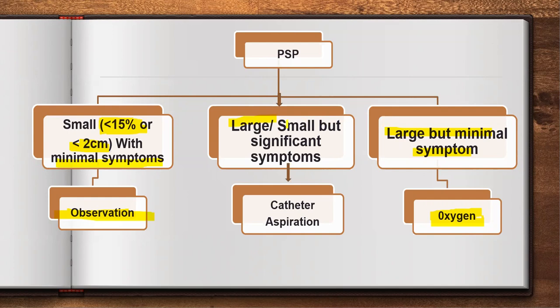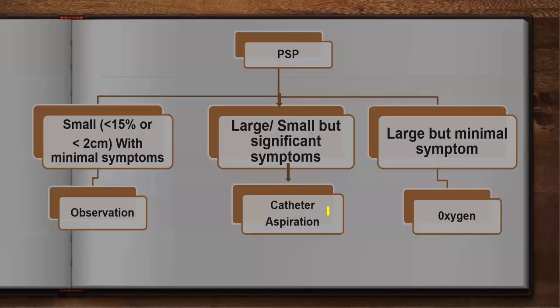Now, the main thing is the middle one. Large or small, whatever it is, if a patient has significant symptoms, that means severe chest pain, hypoxia, or shortness of breath, that patient needs catheter aspiration or needle aspiration immediately. That's the main management. Remember, previously we used to do aspiration only in tension pneumothorax, right? But that's not the case. It's very well written in the handbook. So you will start with aspiration. If aspiration doesn't help or manage the symptoms, then only you go for chest drain.